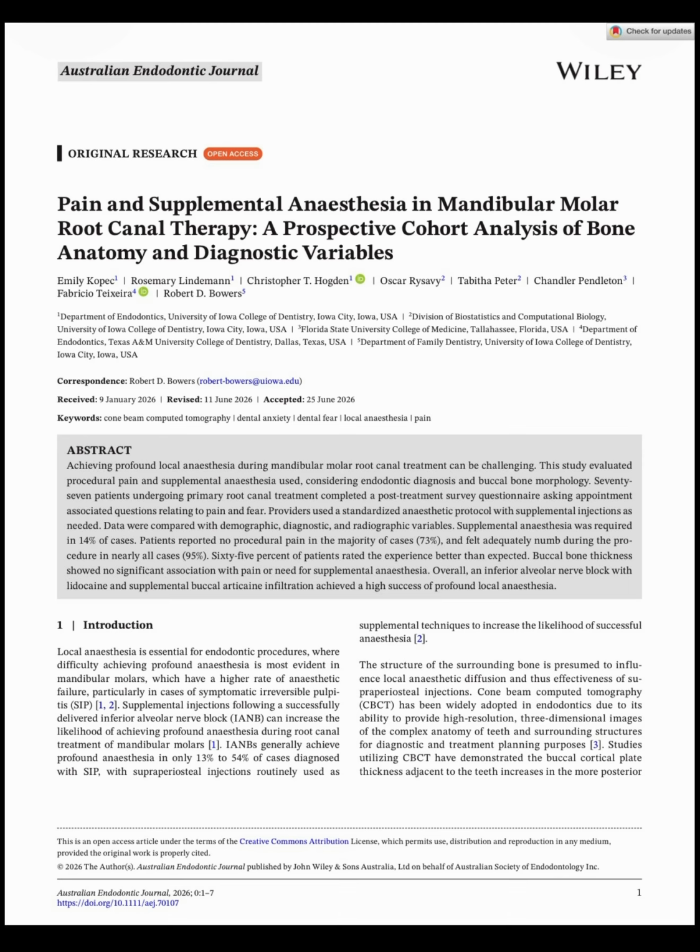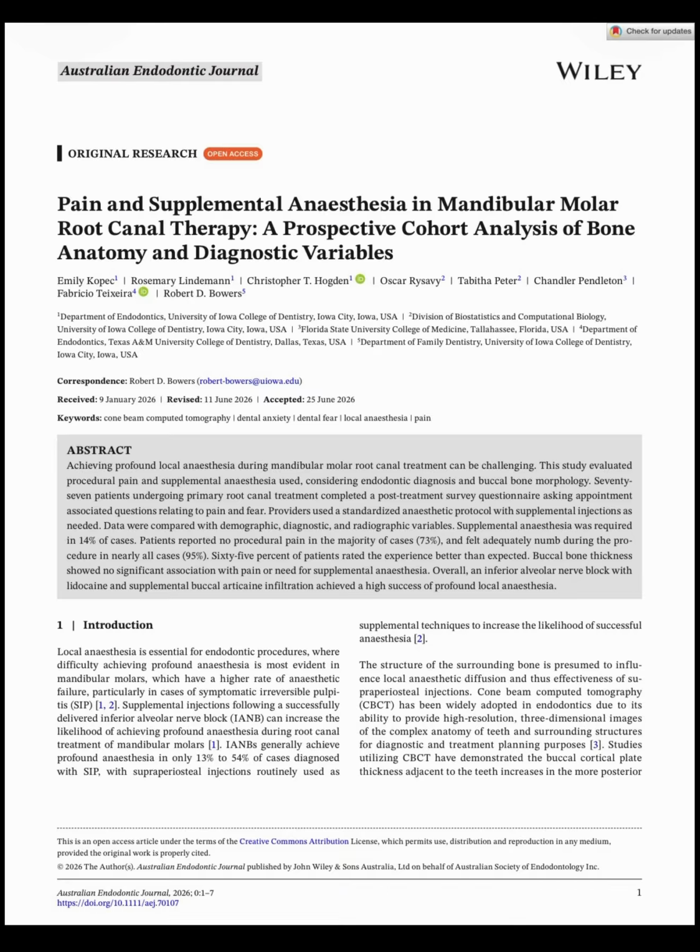So the study confirmed high efficacy of the inferior alveolar nerve block and articaine buccal infiltration protocol. CBCT bone measurement showed no significant association with either pain or the need for supplemental anesthesia, and the authors attributed this partly to the inferior alveolar nerve block itself, which would already reduce the relative influence of buccal cortical plate thickness on buccal infiltration diffusion.